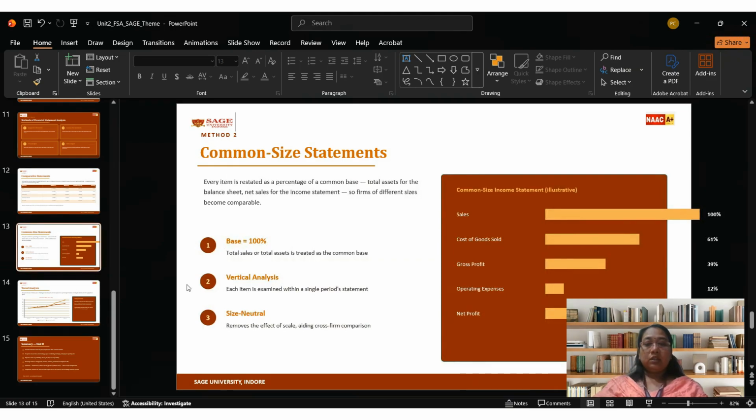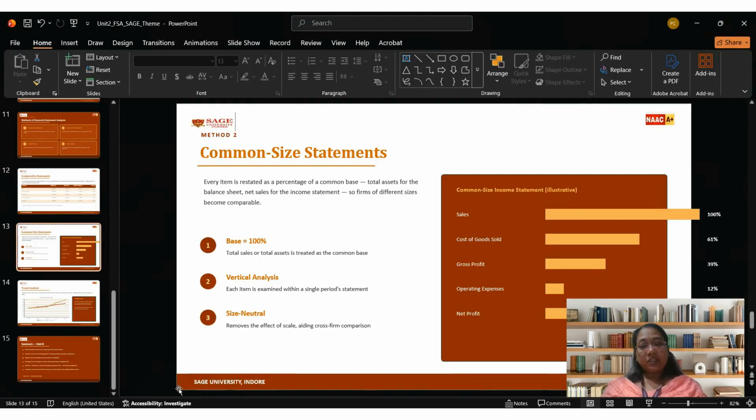As useful as this analysis is, it's important to understand its limitations too, because numbers can mislead if we are not careful. First, it's historical in nature, based on past data, which may not reflect current or future conditions. Second, it ignores price level changes. It doesn't automatically account for inflation, which distorts comparisons made over several years.